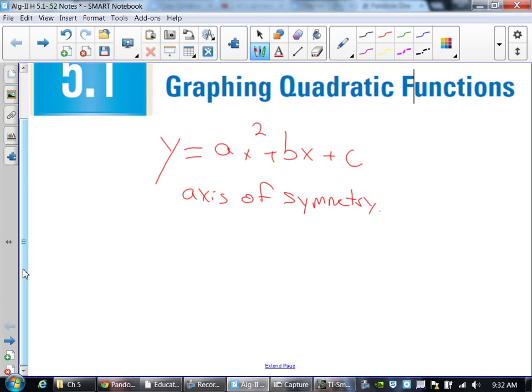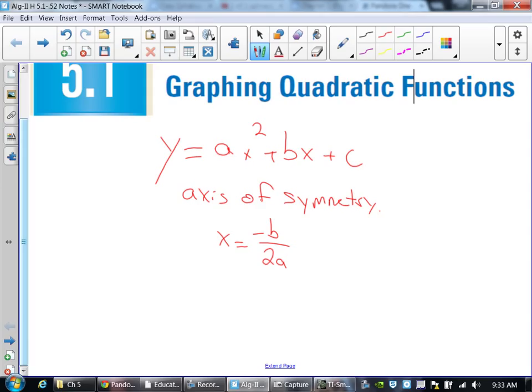Remember, parabolas, these are all parabolas here, they're symmetrical about some axis, some vertical line. That vertical line is found by x equals something. So what you did is set x equal to the opposite of b over 2a. And that gave you that vertical line, which all these quadratics were symmetrical about. That vertical line also is where the x-coordinate lies for the vertex.